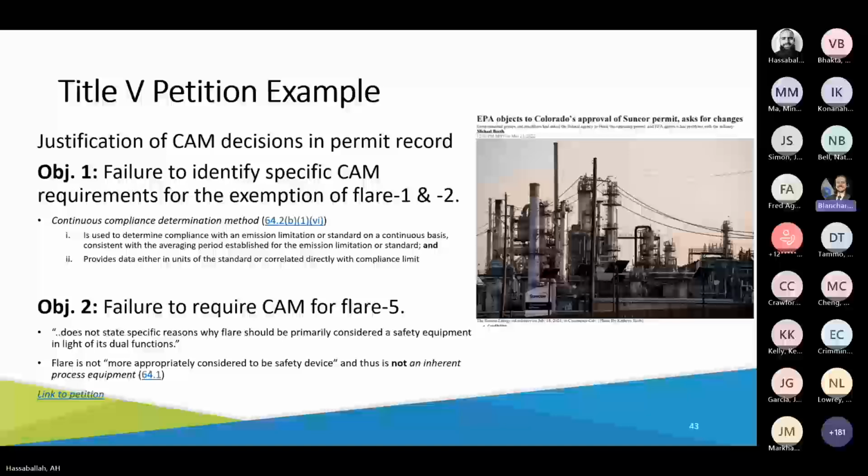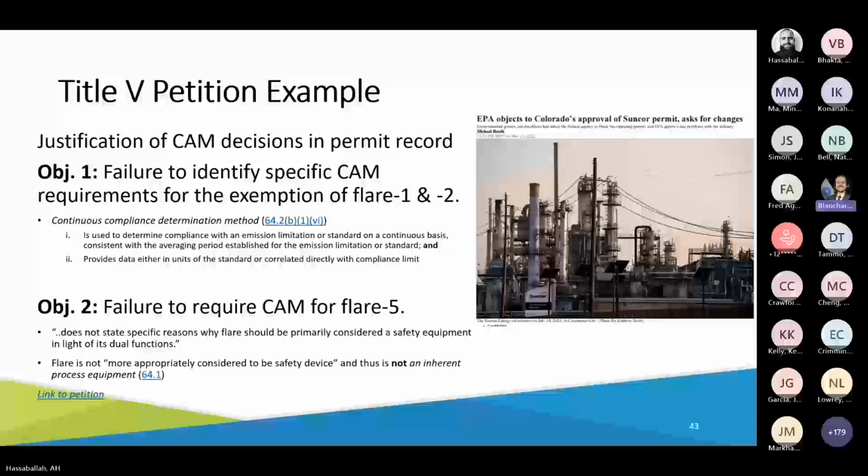So the first objection states that while the technical resource document describes the monitoring to assure the continuous presence of a pilot light, a continuous compliance determination method must also provide data either in units of the standard or correlated directly with the compliance limit, in addition to satisfying continuity requirements per its definition. However, the permit monitoring for flares 1 and 2 does not require that data be provided in the manner specified. That is one of the reasons why EPA objected to this.